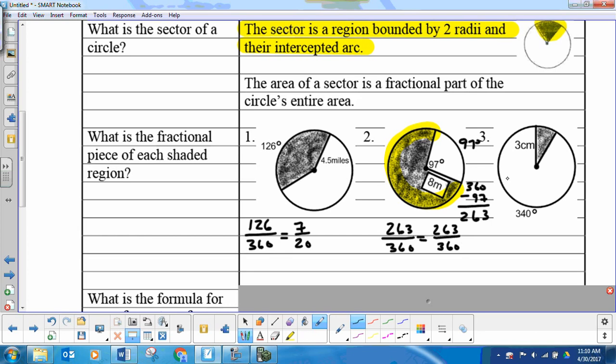And finally, in this case, I'm looking for just this portion. They've given me 340 from here all the way around to here is what they're trying to say there. So I need to do 360 minus 340. And when I do that, I get 20. So this is a 20-degree arc measure. 20 divided by 360 is my fraction. In this case, it turns into 1/8 of the circle that is shaded.